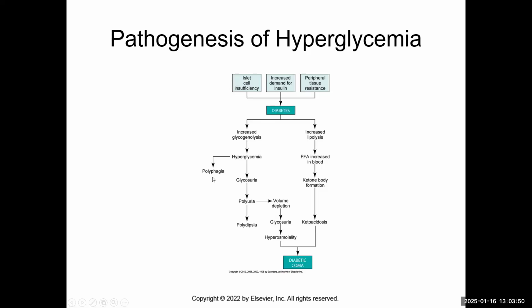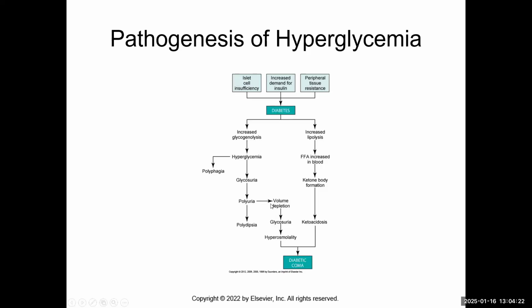Polyphagia is an increase in your appetite, and then it causes glucosuria. Then it causes polyuria, which means you urinate more and more. Then that causes polydipsia, which is increased thirst. Usually that's how people start realizing they have diabetes: they're so thirsty all the time, and they're going to the bathroom a lot. What your body's trying to do is decrease your glucose level by getting rid of it through urine and then making you drink more so you get rid of more through urine. So that's usually what happens.